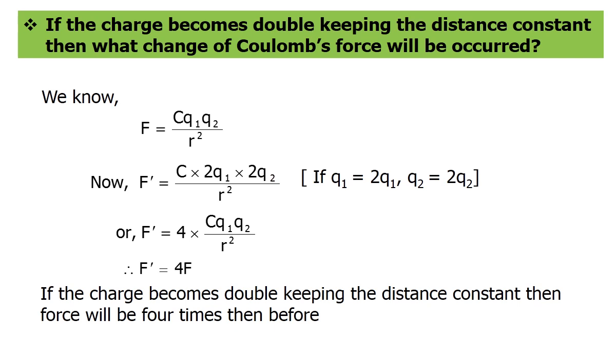The result of F prime will be F prime equal to 4 into C q1 q2 by r square, which is the value of force. You can see here F equal to C q1 q2 by r square. So we can write C q1 q2 by r square in place of F. Then we can write here F prime equal to 4F. That means if the charge becomes double keeping the distance constant, then the force will be 4 times than before.